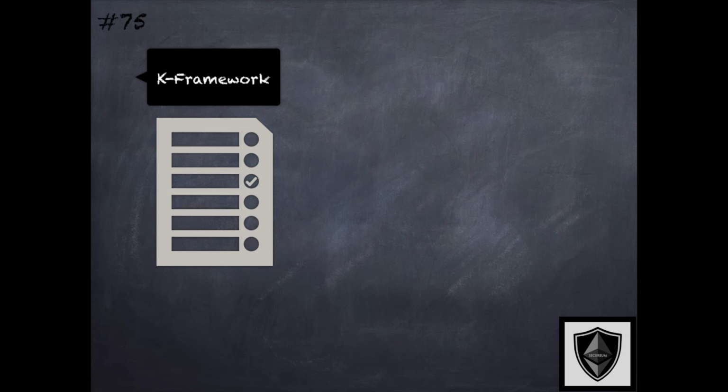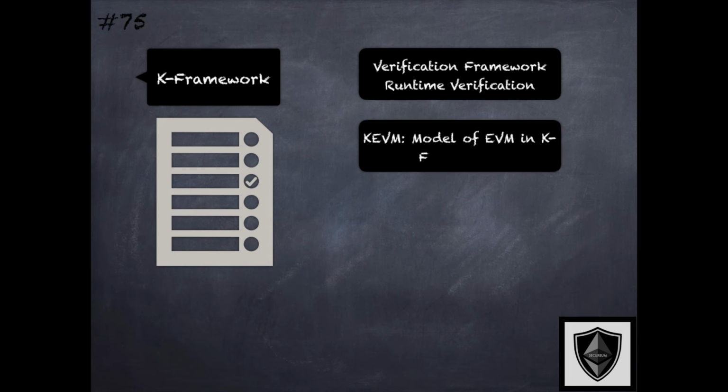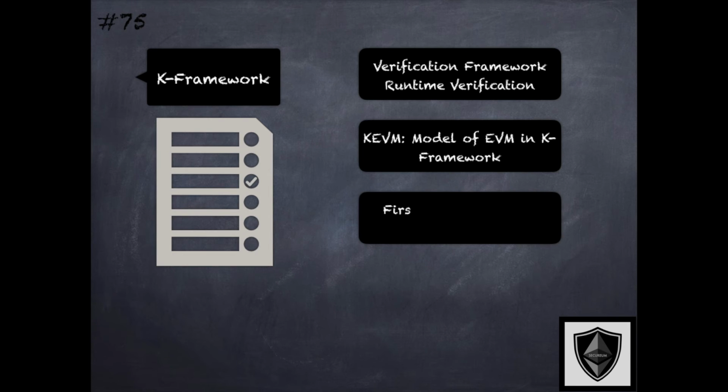K framework is a verification framework from the runtime verification team. It includes KEVM, which is a model of EVM in the K framework. It is the first executable specification of the EVM that completely passes the official EVM test suites, and so could serve as a platform for building a wide range of formal analysis tools for EVM.